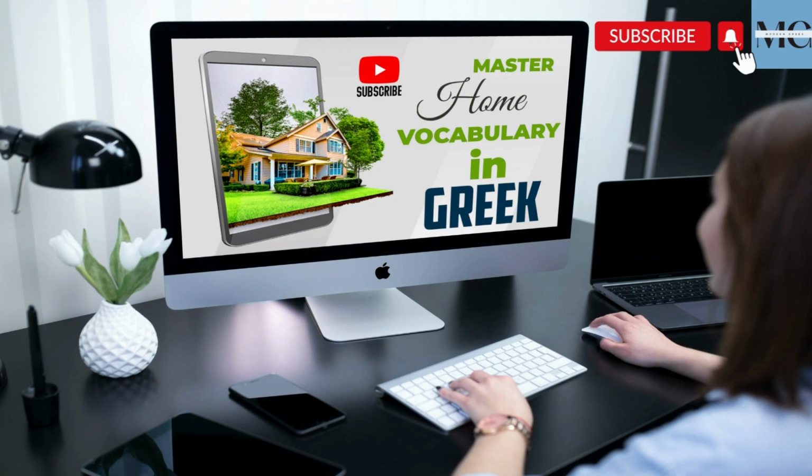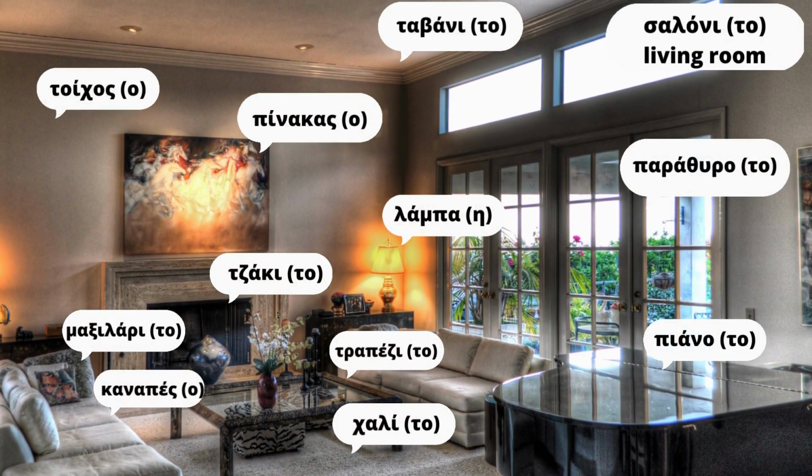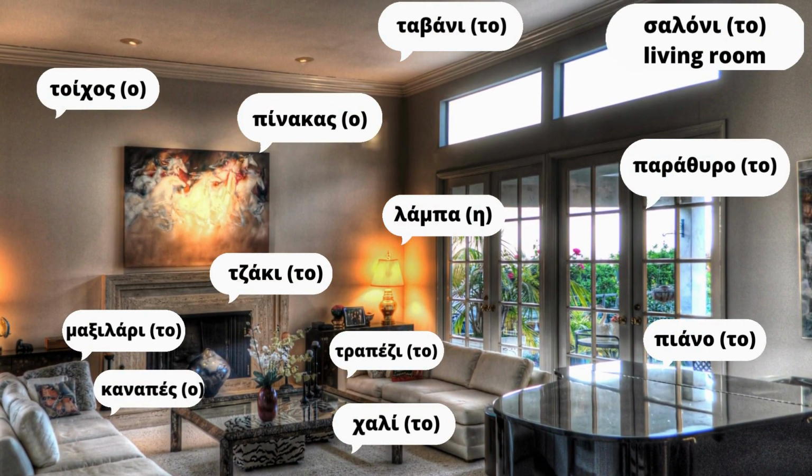Now to the lesson. The first room that we're going to talk about is the living room. The living room in Greek is called saloni. Of course, we have the definite article to, which means that it's a noun from a neutral gender. To saloni, the living room. Now, we have a lot of words to learn here, so we will start from the top.